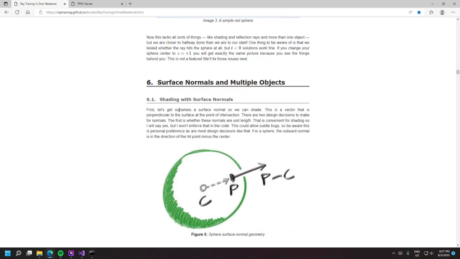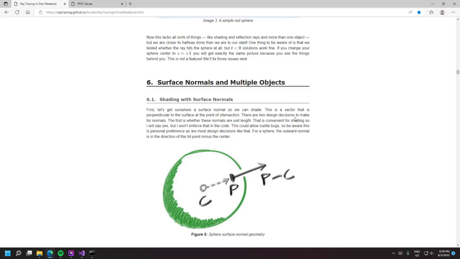Okay. Surface normals and multiple objects. Shading with surface normals. I kind of have a feeling that I know what it means, but I want to continue reading. First, let's get ourselves a surface normal so we can shade. This is a vector that's perpendicular to the surface. Very familiar stuff for me, but yes. To the surface at the point of intersection.